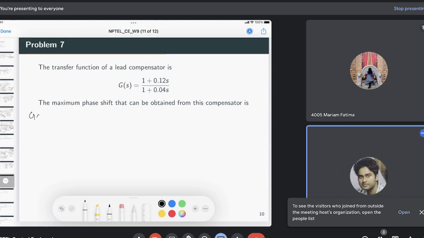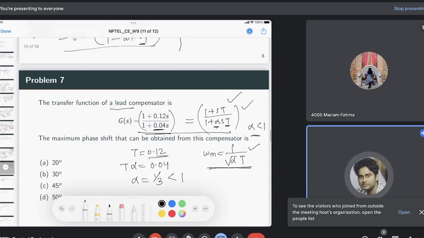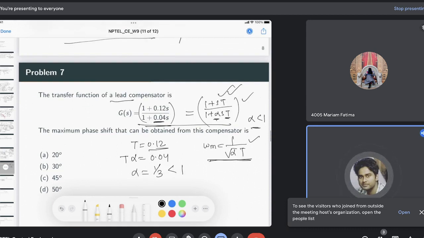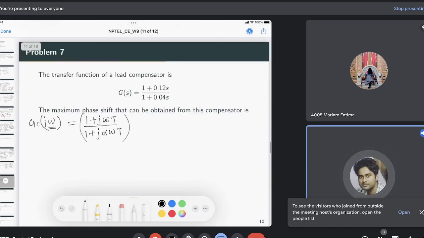Okay, so this is the compensator, 1 plus j omega T by 1 plus j alpha omega T. So this is the lag compensator using this imaginary frequency j omega, which is directly coming from putting s equal to j omega. So this angle contribution, then what?